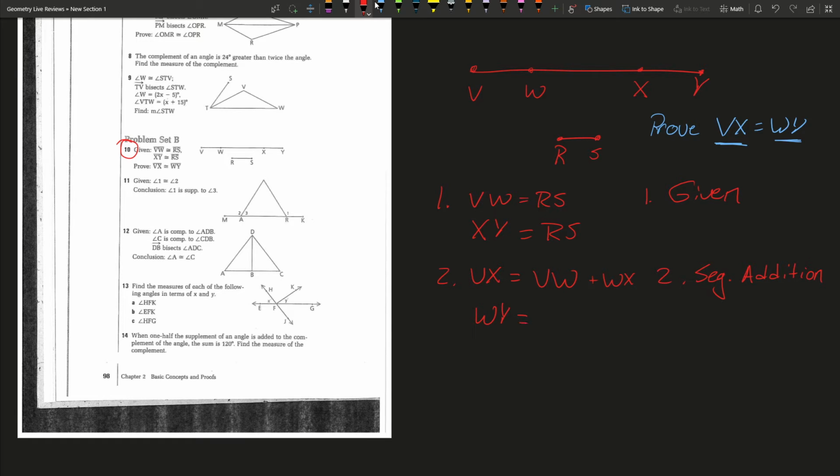Wy is equal to Wx plus Xy. And again, that's the same reason. I count those two as the same step. You can do it as a third, but it's the same reason.